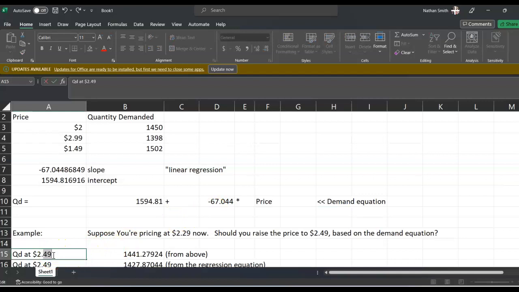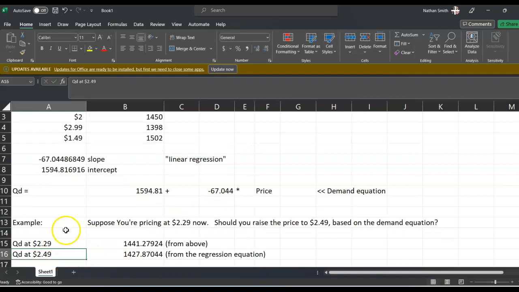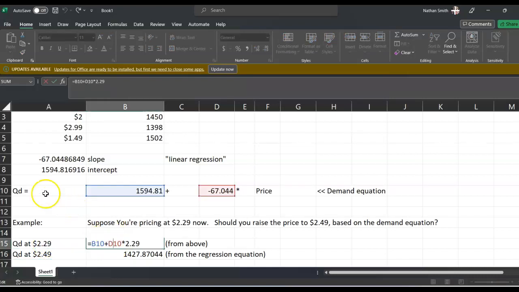Okay, so we have a QD at $2.29. Now, if I knew what my quantity demanded exactly was going to be, I could just use that. But because I might not know that for sure, I'm going to run the demand equation, and I'm going to input the $2.29 price as my variable right here.